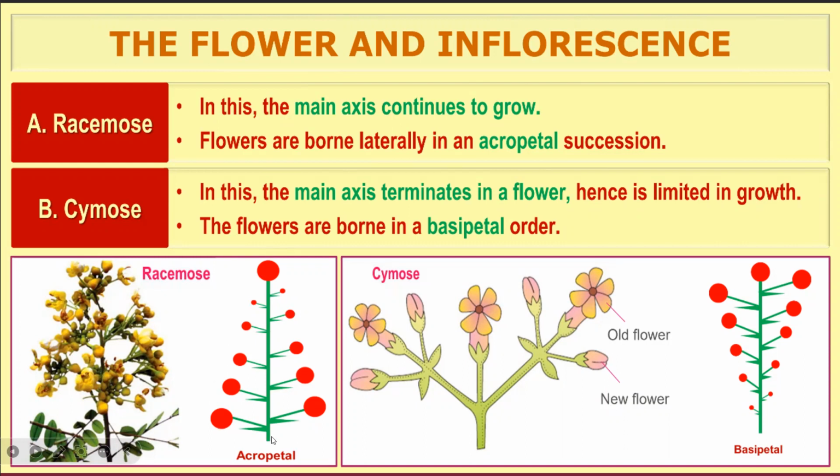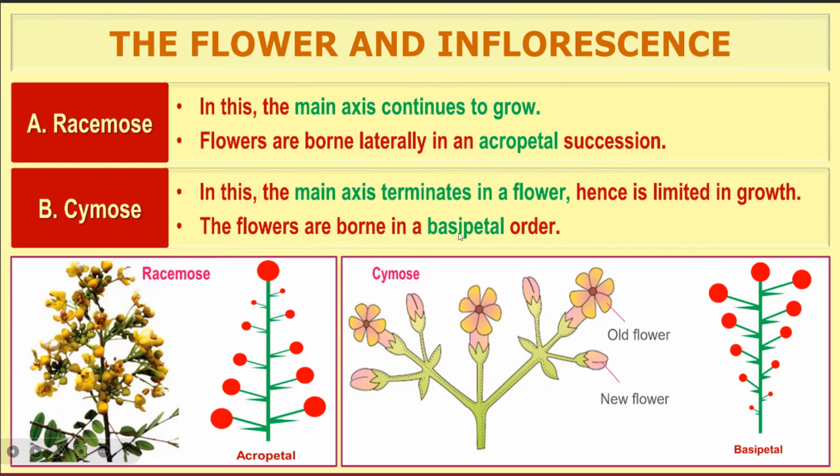Here, you see, these are the older flowers, and these are the younger flowers. This will continue to grow. But flowers are born laterally in acropetal succession. Acropetal means the older ones at the base, the younger ones at the tip. In cymose, the main axis terminates into flower. Hence, there is limited growth, whereas this one continues to grow.